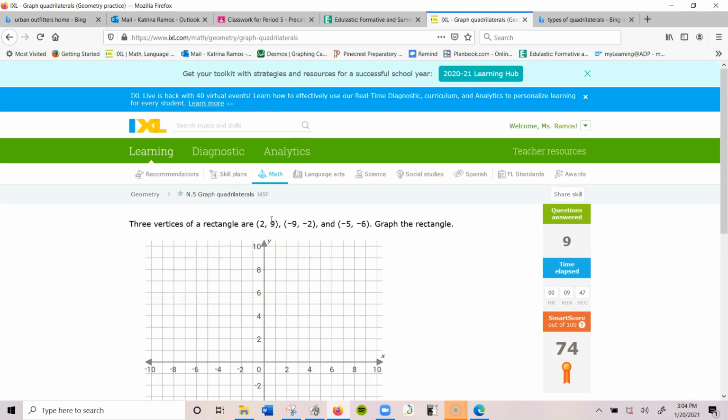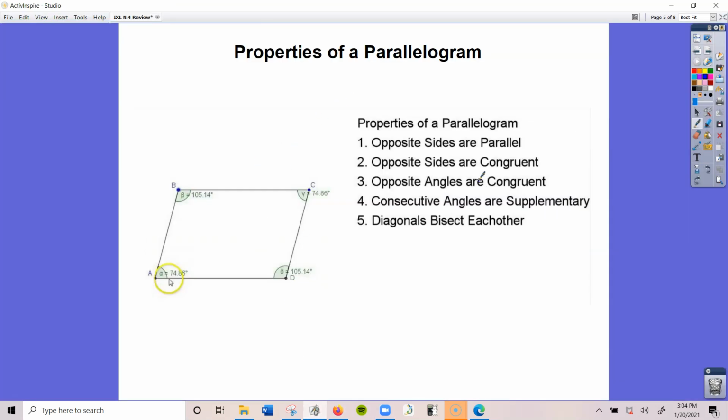That's it for N5. Now the last one is N6, and I'm going to go back here to my flip chart. So a couple things to keep in mind about properties of a parallelogram. Opposite sides are going to be parallel as well as congruent. So if this is 5 units long, then this has to be 5 units long. If this is 7 units long, then this has to be 7 units long. Your opposite angles here, as you can see, are congruent.